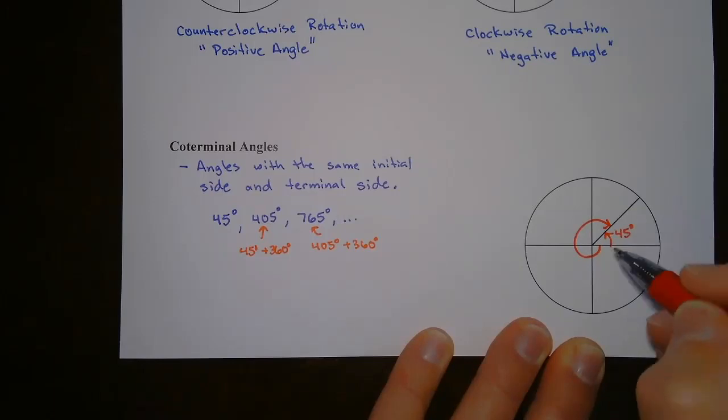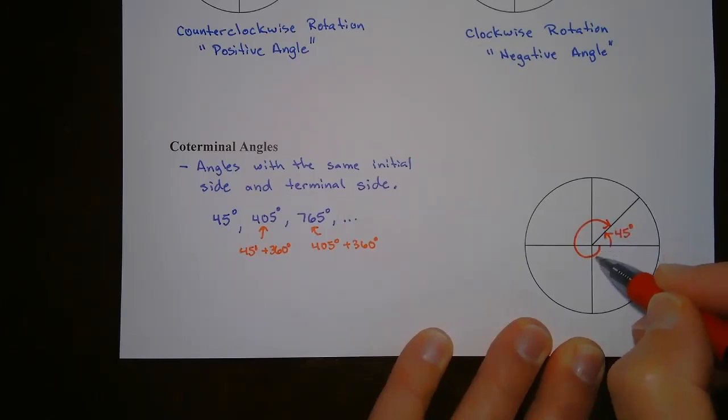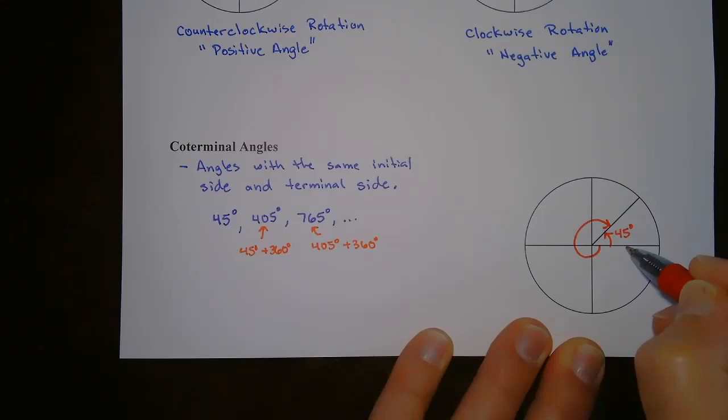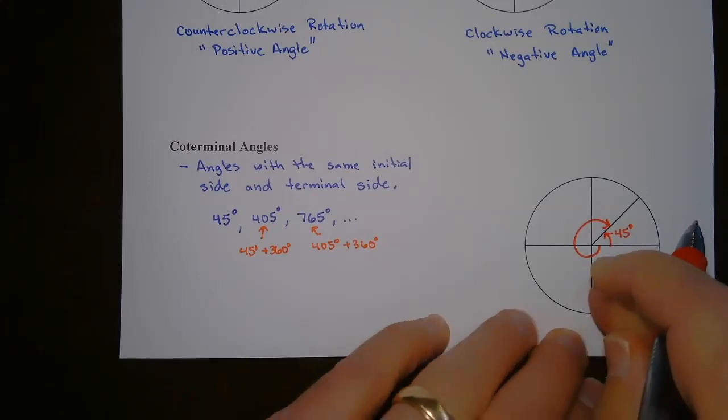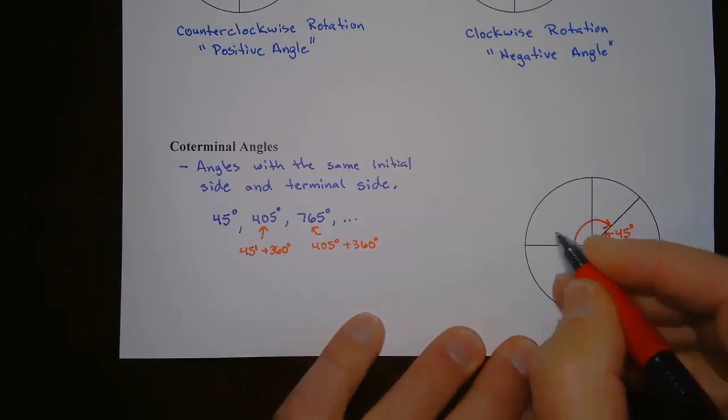Now, what if I went all the way around and made one full rotation? That'd be negative 360 degrees. Now, I haven't rotated that far, because there's this empty space right here. I haven't rotated all the way to here. So how much have I rotated? Well, if we back off the 45 degrees, we have rotated negative 315 degrees.